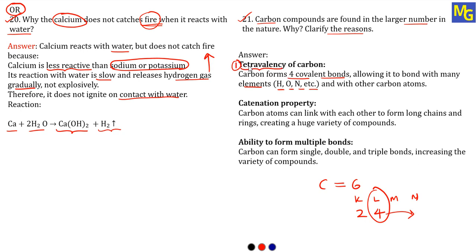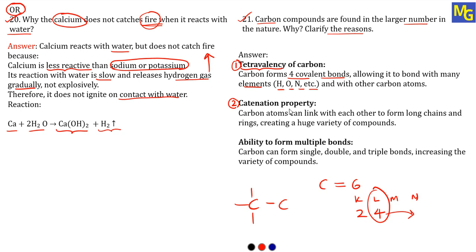Tetra means what? It is 4. So carbon will form 4 bonds with other elements. It may be hydrogen, oxygen, carbon, or it may form a bond with another carbon itself. That property is called tetravalency of carbon. The second reason for this is the catenation property. What is catenation? Which is very important. Many of the times for 1 mark also it will be asked.